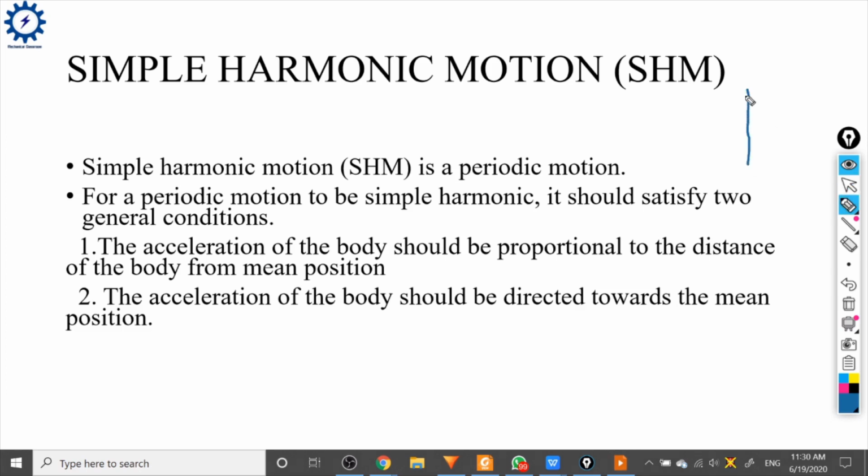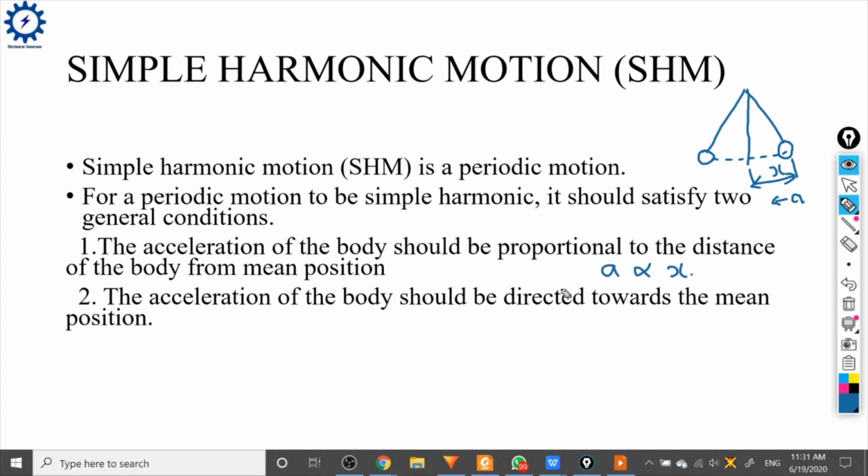Taking the case of a pendulum, we know, this is a pendulum. And this is our mean position. According to the first condition, we have acceleration. Acceleration should be proportional to the distance of the body from mean position. Let this be the distance of the body from mean position. Then the second condition is the acceleration of the body should be directed towards the mean position. So acceleration of the body should be directed towards the mean position.